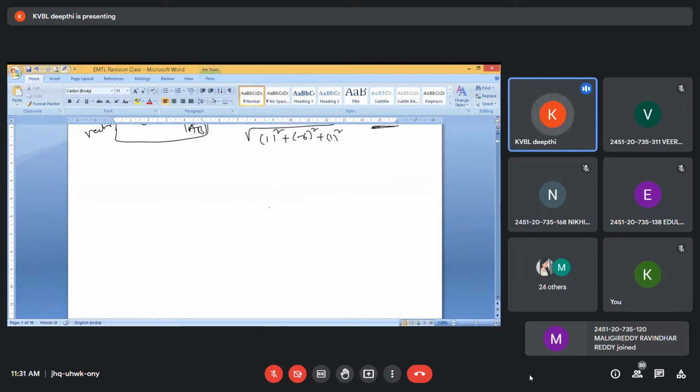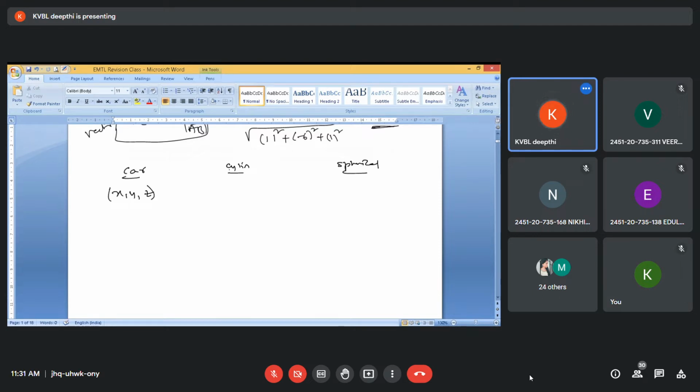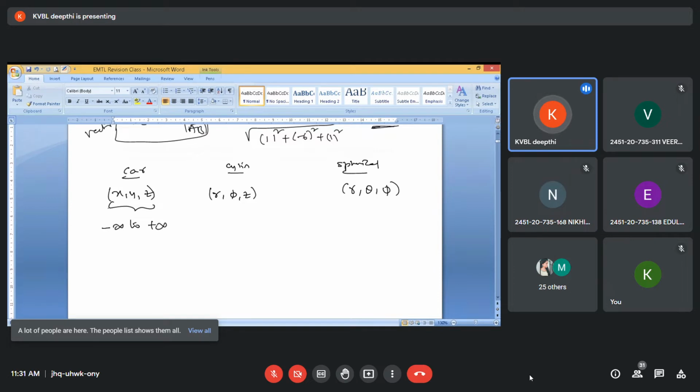Now, if you remember, we have 3 types of coordinate systems. The first is Cartesian, then cylindrical, and the third one is spherical. The Cartesian coordinates are x, y, z. In cylindrical, the coordinates are r, phi, z, and in spherical, r, theta, phi. In Cartesian, all 3 terms x, y, z range from minus infinity to plus infinity. Remember this one. When you are trying to find the values for integration, we will use this.